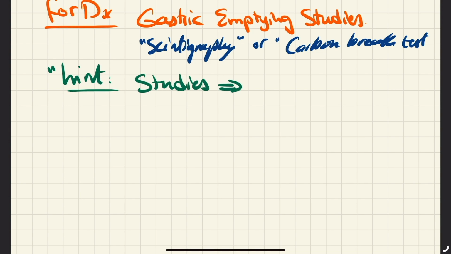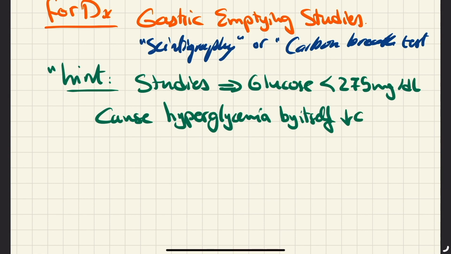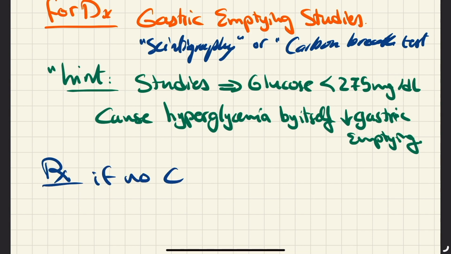Now, as a hint, these studies are done when the glucose is controlled, meaning less than 275, or if you want, less than 300, because hyperglycemia in itself causes decrease in gastric emptying. If you go back to physiology, you will find once the food reaches the intestine and increases the blood glucose, the stomach will receive signals from hormones to slow the gastric emptying to allow time for the food to be digested.